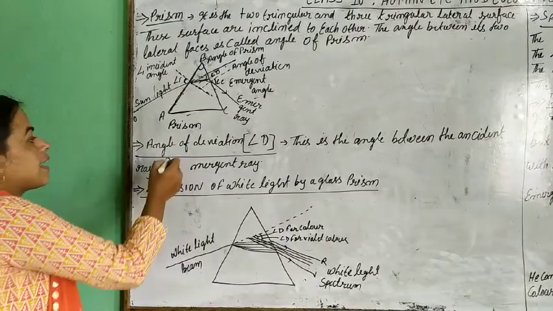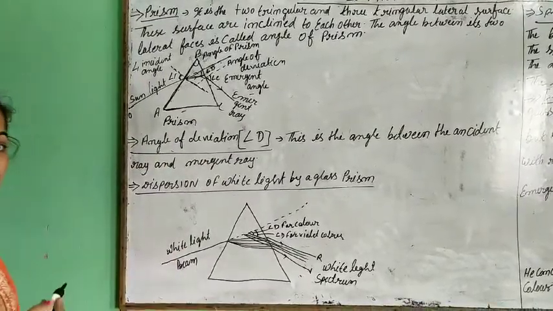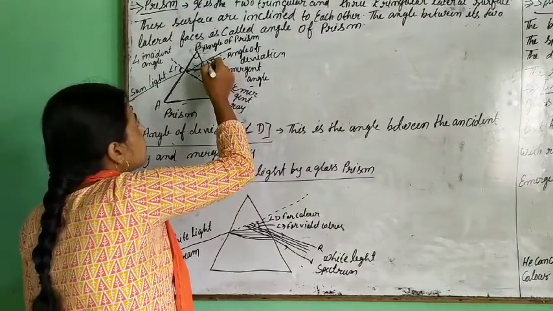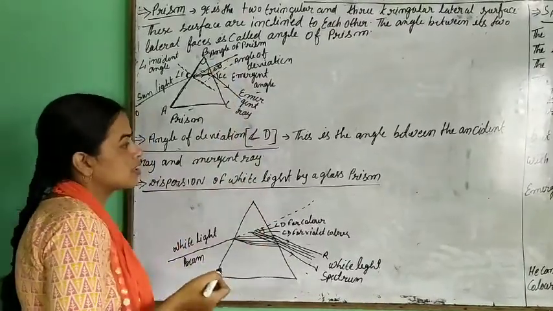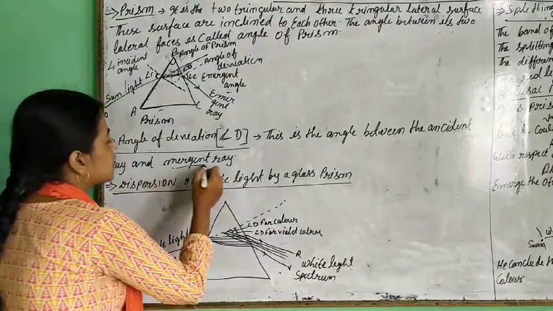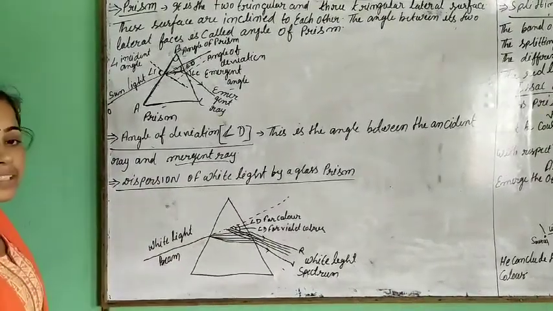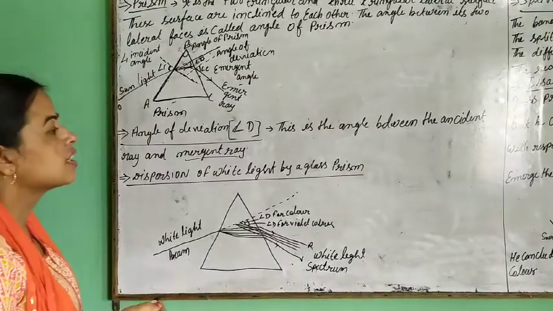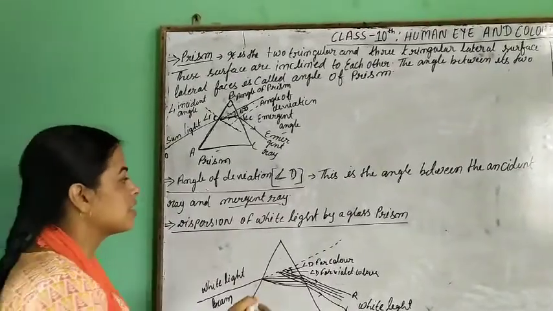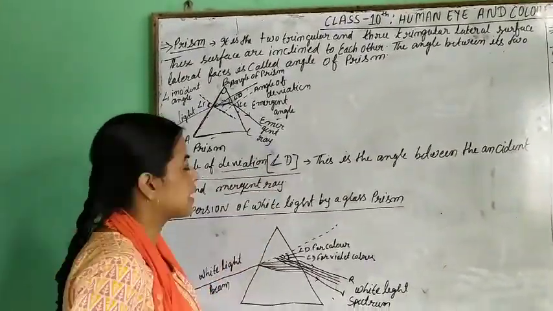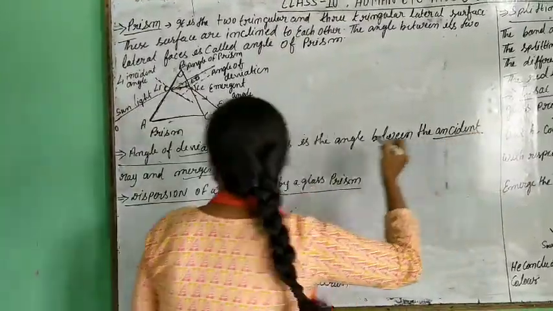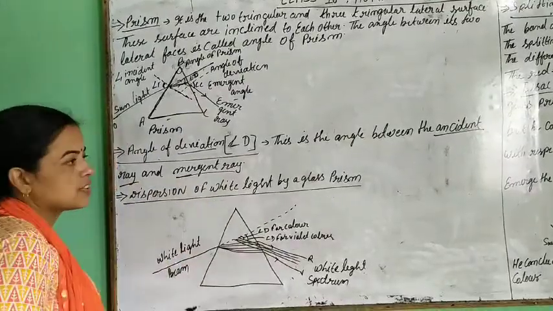Let's see angle of deviation. Deviation means splitting of white light. So angle of deviation is D. You can see this is the structure of the angle of deviation. This is the angle between the incident ray and the emergent ray. I hope you have understood the incident ray and the emergent ray.